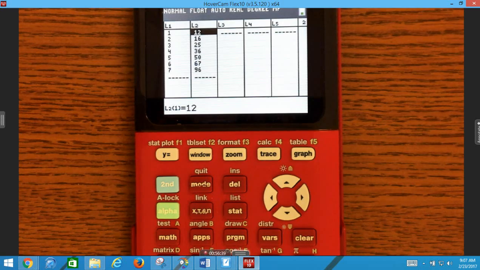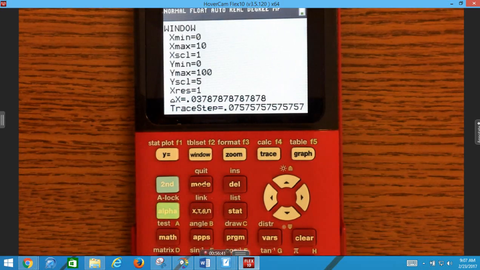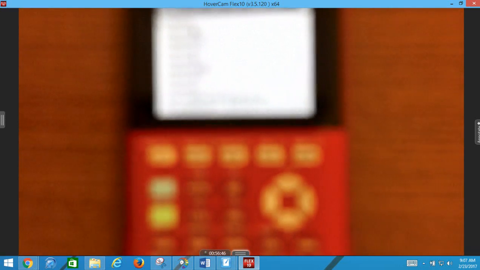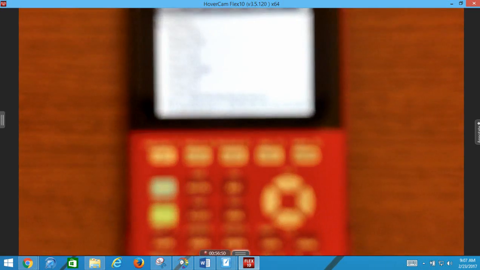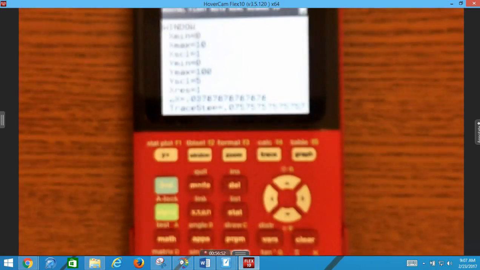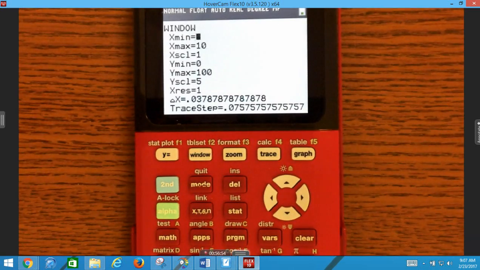I'm going to go to my window, and I'm going to choose x's that make sense for the data. Look at my data, and the x's go from like 1 to 7, so I chose 0 to 10. And then I look at my y's, and they go from 12 to 96, so I chose 0 to 100. You want to choose a window that makes sense for your data. How did I get to window? Press the window button.